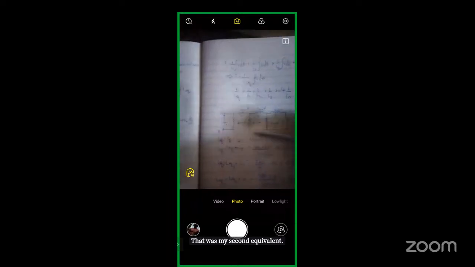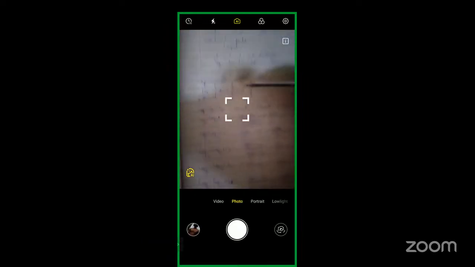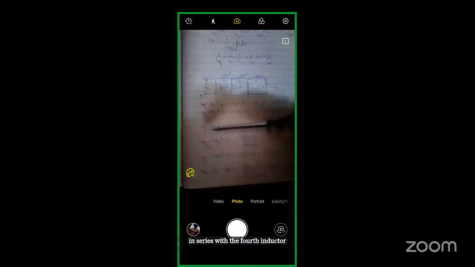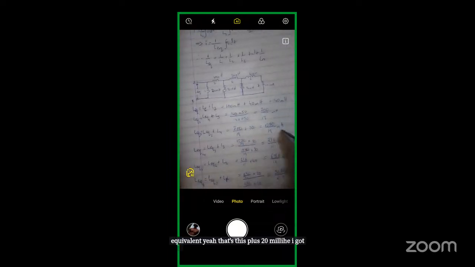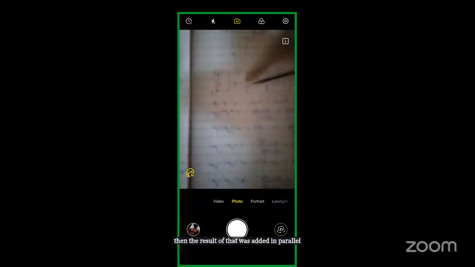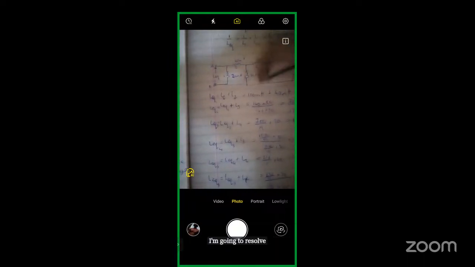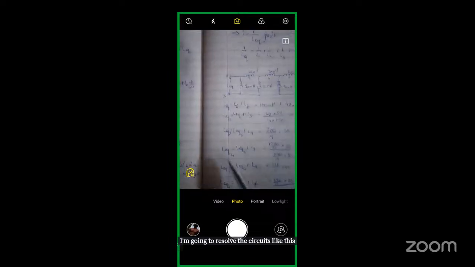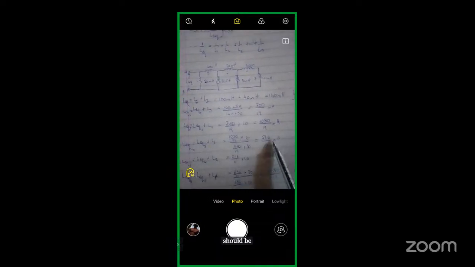Then the result of this was added in series with the fourth inductor. That was my third equivalent here, this plus 20 millihenry. I got this as the value. Then the result of that was added in parallel with my third inductor here, because I'm going to resolve the circuits like this. So that was my fourth equivalent here, which I got to be 216/11 millihenry.